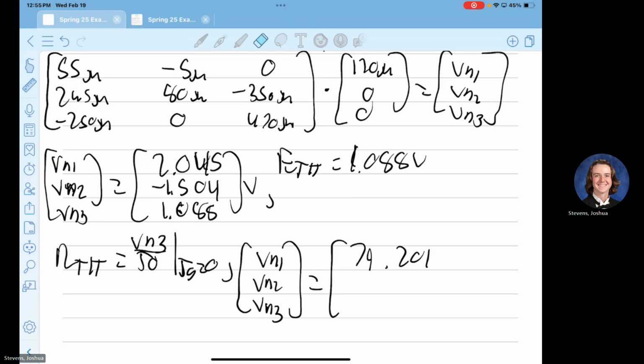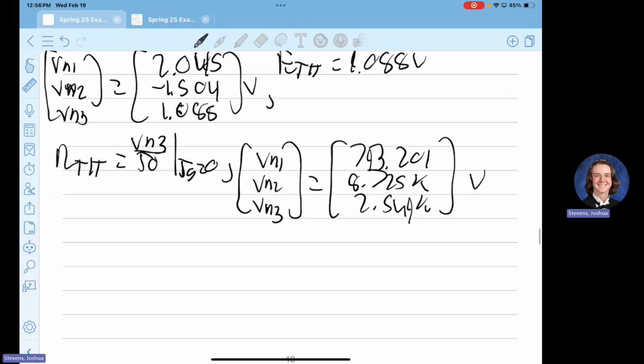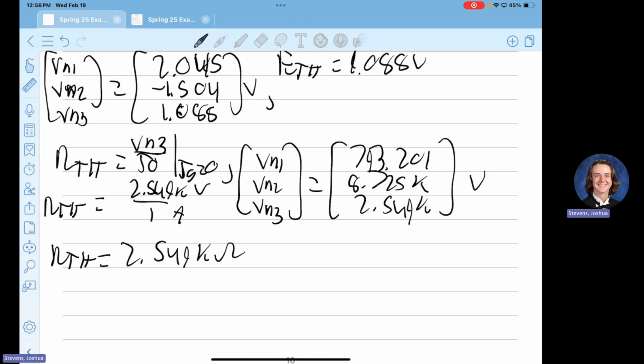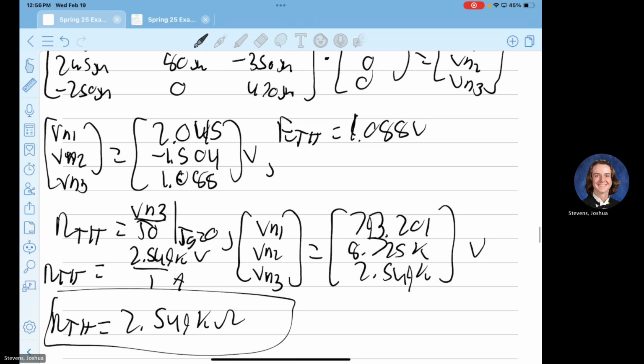793.201, 8.725K and 2.549K. And that is technically volts, but since we're dividing it by that 1, our R Thevenin is that 2.549 divided by 1, K ohms divided by amp. Nope, that's not amps, that's not ohms, that's volts. That means our R Thevenin equals 2.549K ohms.